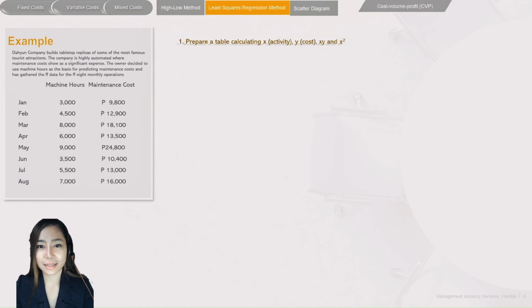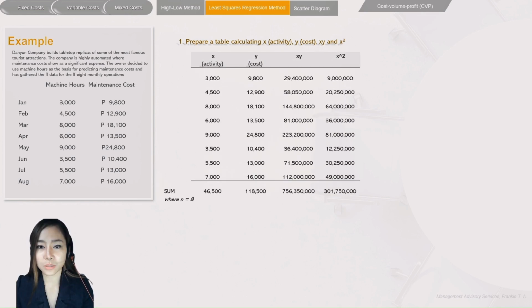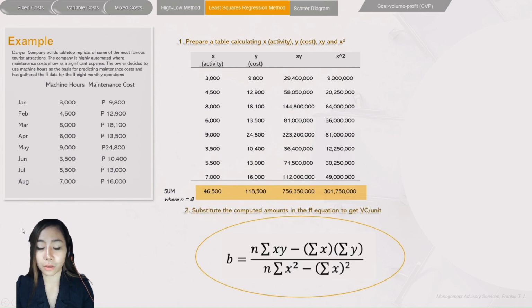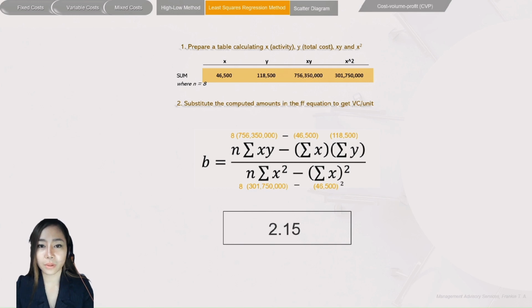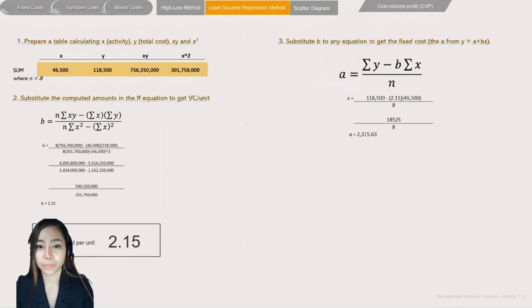How it works, let's use the same problem from earlier. Here's the process. First, prepare a table calculating x, the activity; y, the cost; xy, the activity multiplied by the total cost; and x squared, the activity multiplied by itself, and get the totals. Step 2, substitute the computed amounts in the following equation to get the variable cost per unit. Then let's substitute, which equals 2.15.